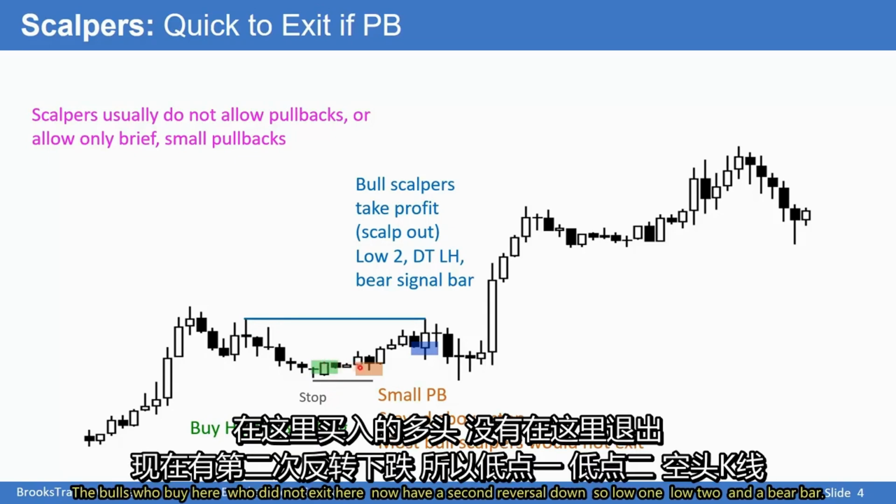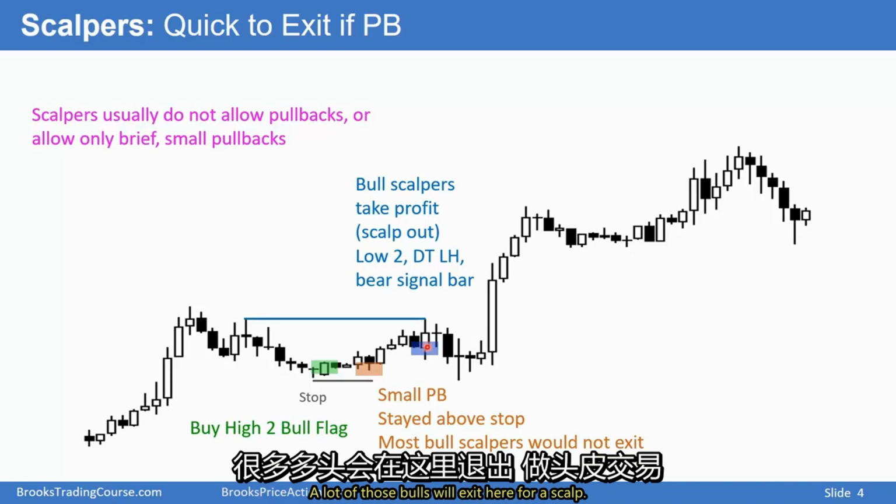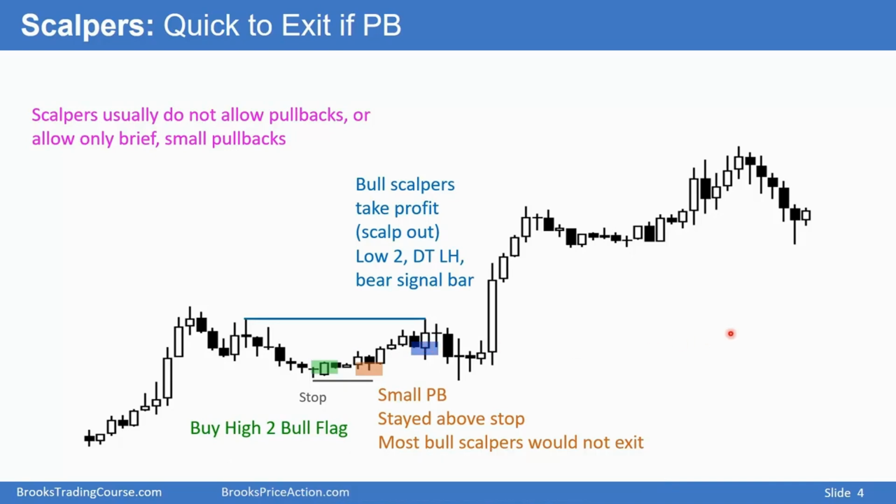The bulls who buy here, who did not exit here, now have a second reversal down. So low 1, low 2, and a bear bar. A lot of those bulls will exit here for a scalp.